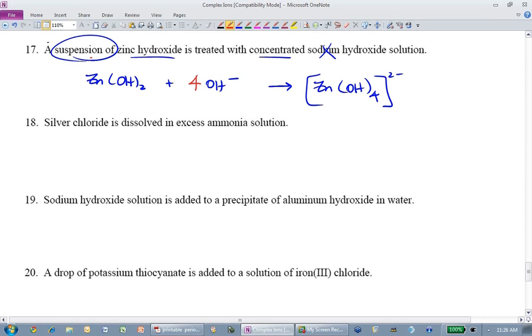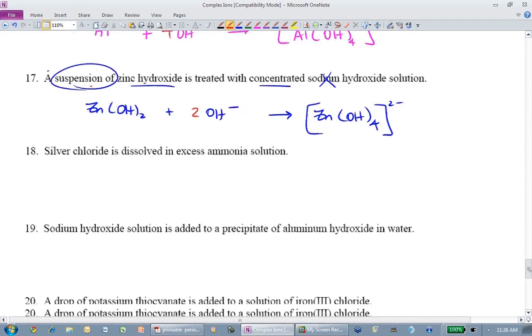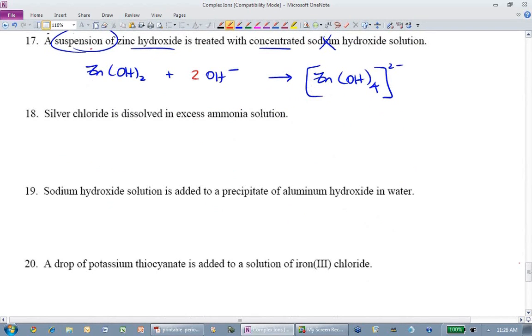I've got 4 OHs. Oh, no, I don't. This one worked. Hey, is that what I did wrong up here? No, because they gave me aluminum metal. Okay, never mind. Thought I just got a saving grace there, but I didn't. So 2 minus, 2 minus, we're done. That one was easy. That's the way it's supposed to work.